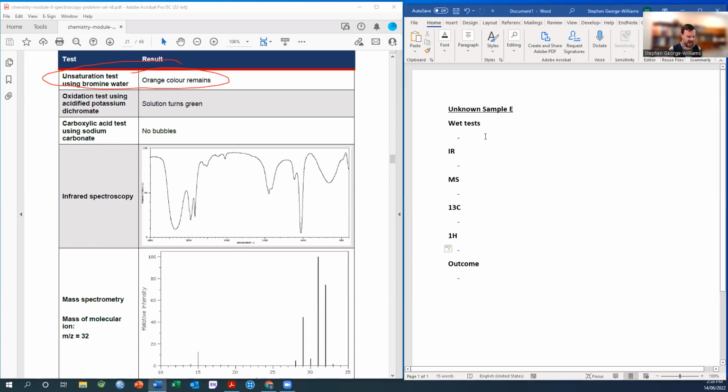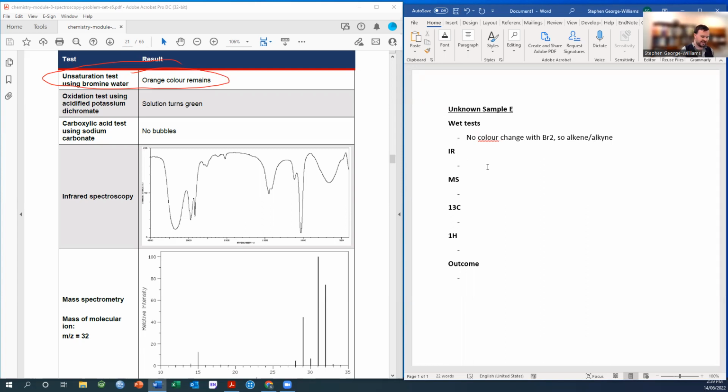So what I'd be writing down is that there is no color change with bromine. Obviously, it helps if I can spell and type. So no alkene or alkyne. That's really what I'm getting out from that. There's no double or triple bonds, as the bromine didn't react with those in the system.